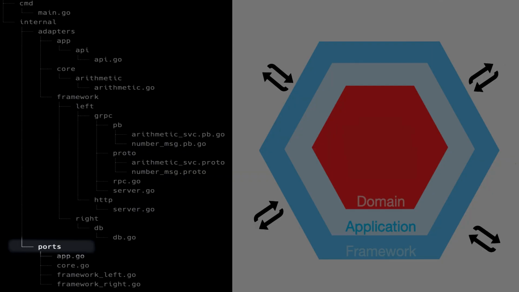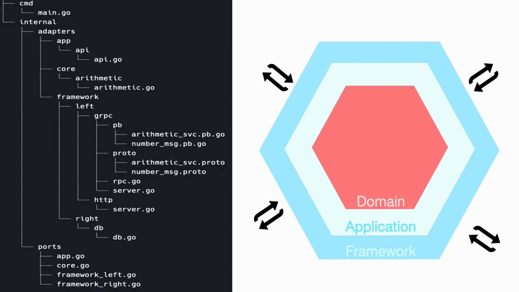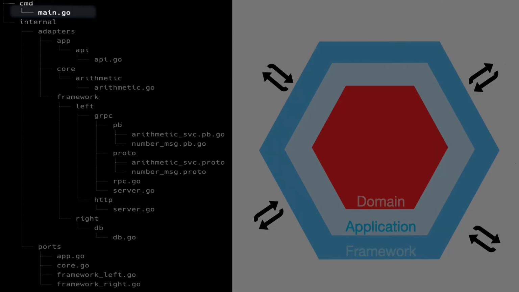And then we have this ports directory, which will contain all of our ports organized by layer. So any port that we add to the left side of our framework layer will go in framework left.go. And any port we add to the right of our framework layer will go in framework right.go. The ports that connect our app's inner layers will go in their corresponding files. For example, the ports that we add to the app layer will go in app.go, and so on and so forth. And lastly, we have our main.go file.